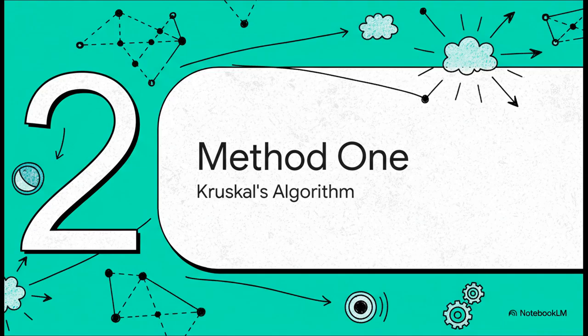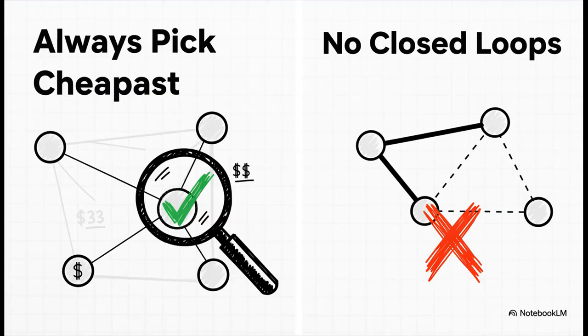So, how do we actually find this perfect, low-cost network? Well, there are a couple of ways. Let's start with our first method, which is called Kruskal's algorithm. This one takes a big picture approach. The logic here is so intuitive. It's what's known as a greedy approach, which basically means it just focuses on making the best possible choice right here, right now, without worrying too much about the future.